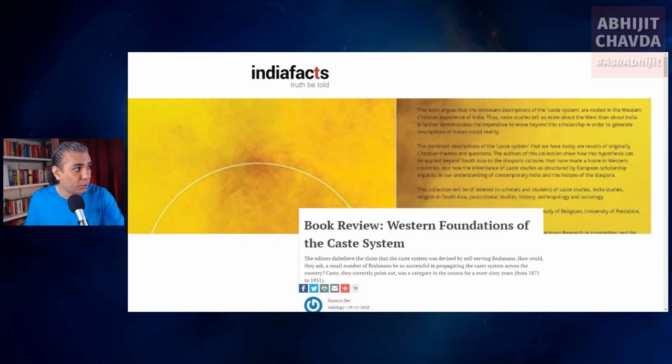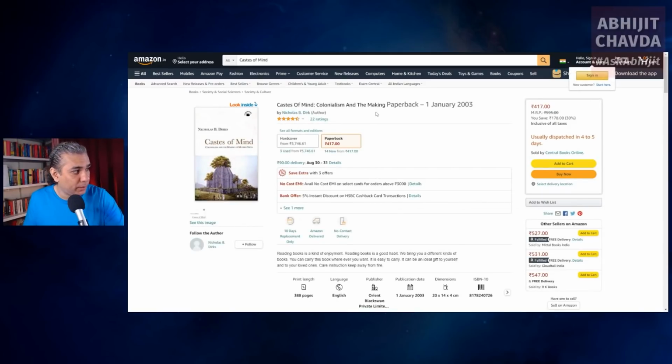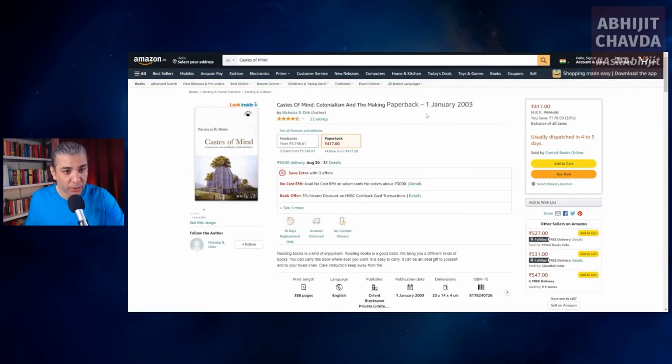Here is one more book recommendation. It is Castes of Mind: Colonialism and the Making of Modern India. It's by Nicholas Dirks. This is also an excellent book. So this also tells you how the British created this fake artificial caste system.